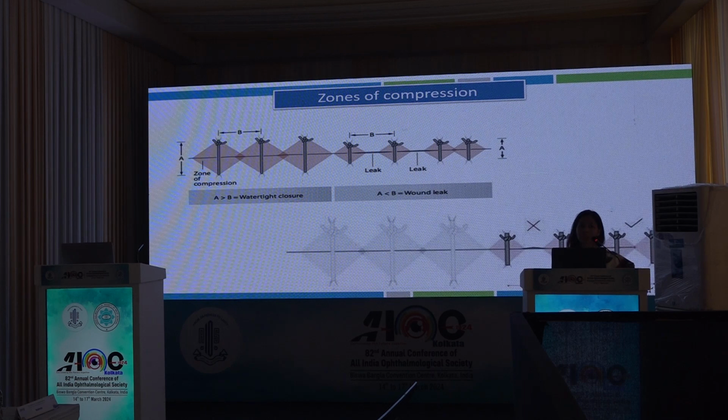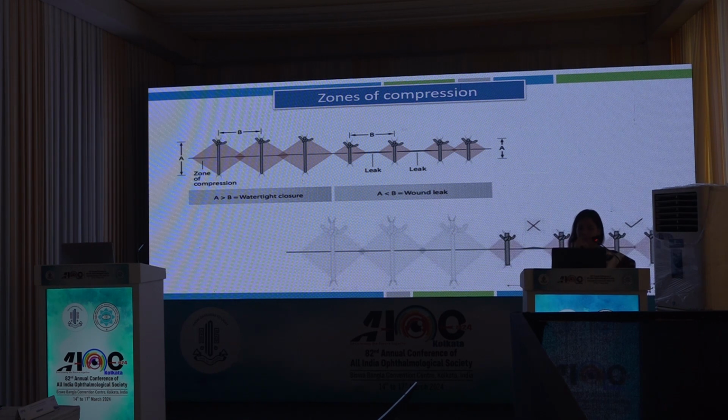The zones of compression are very important to remember. Each suture has an effect across a rectangular area of the cornea. So you have to imagine that when you are placing your sutures, there's going to be some overlap of those triangles, and that's how we space our sutures.